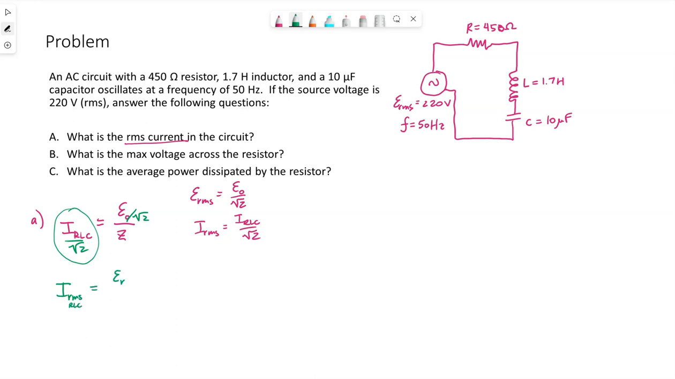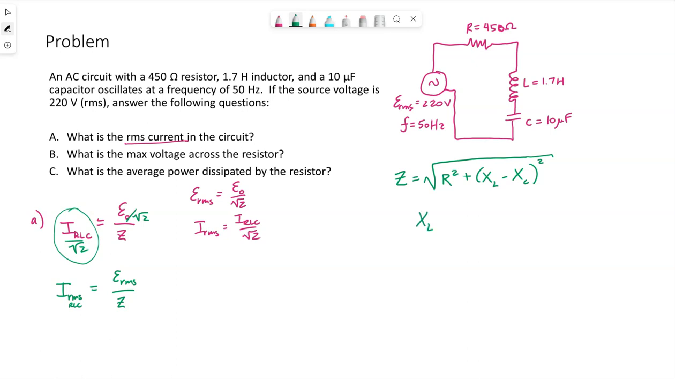Z is still the impedance. So to solve for I, we need to find the impedance. Now you can make this one big calculation, but I do highly recommend finding XL and XC and then plugging them in, just to make sure you're getting something that makes sense.